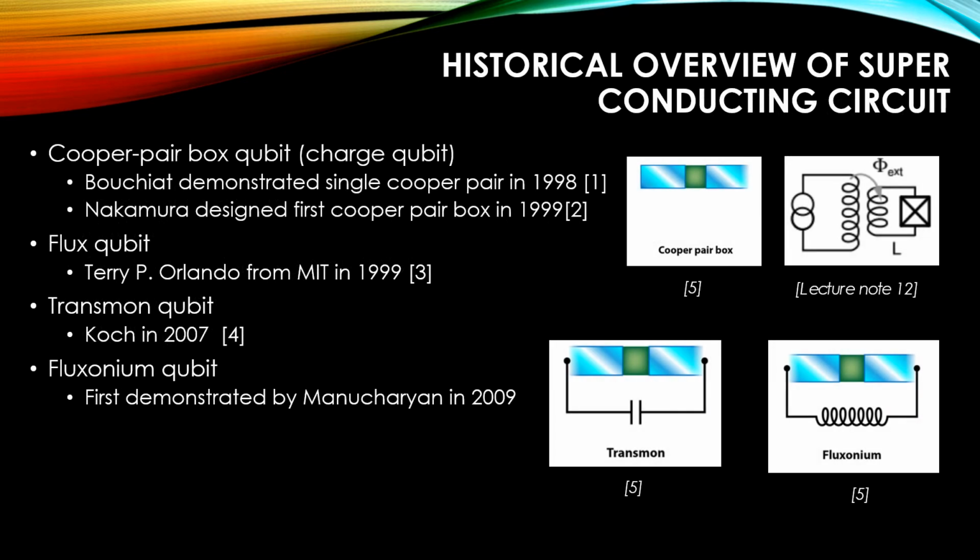So, the historical overview of superconducting circuits. Superconducting circuits have the Josephson junction. We talked about that in class. The first one was the Cooper pair box qubit. It utilized the Josephson junction. Bouchiat demonstrated the first single Cooper pair in 1998. Nakamura designed the first Cooper pair box in 1999. The Cooper pair box basically looks like this.